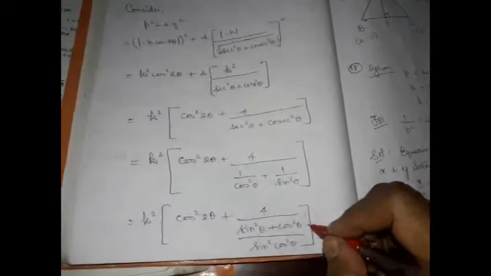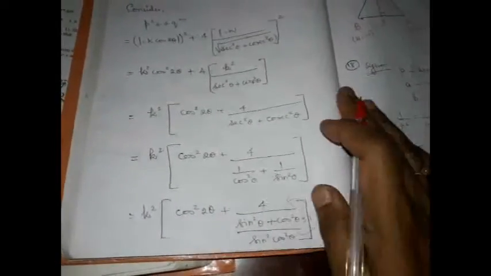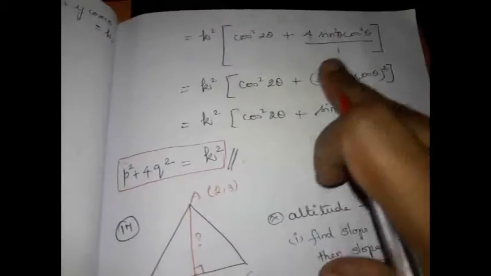Sin square theta plus cos square theta divided by this. We know sin square plus cos square is 1. So this is equal to 1, and this will go to the numerator, right? So we got k square is equal to k square cos square 2 theta plus 4 sin square theta cos square theta. But this can be written as 2 sin theta cos theta the whole square.